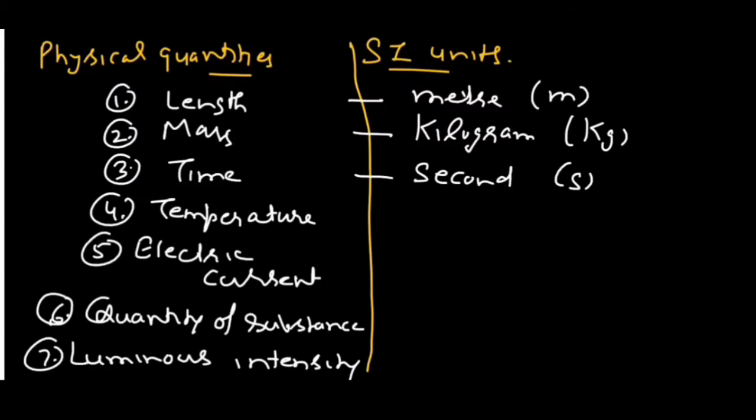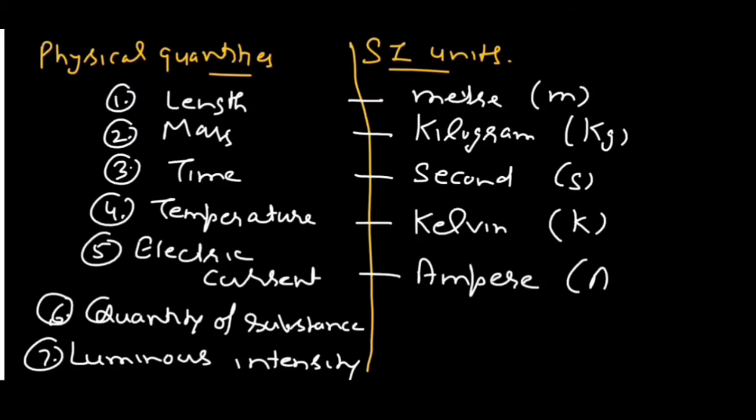small s. The unit of temperature is Kelvin, symbol is capital K. The unit of electric current is ampere, capital A. The unit of quantity of substance is mole, M-O-L-E, but the symbol is mol, E nahi aayega. And the unit of luminous intensity.